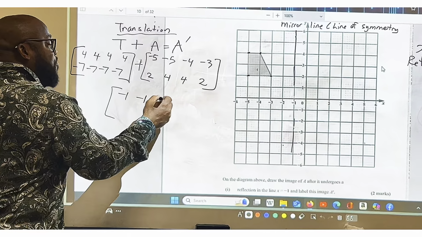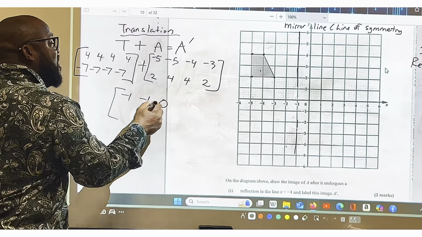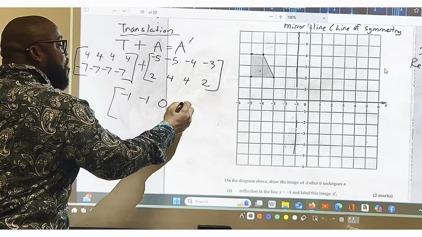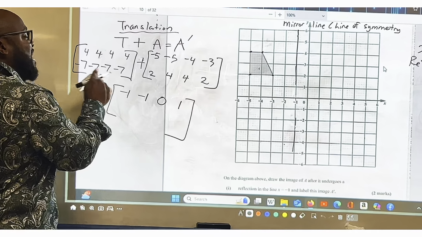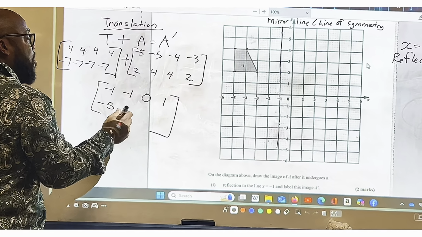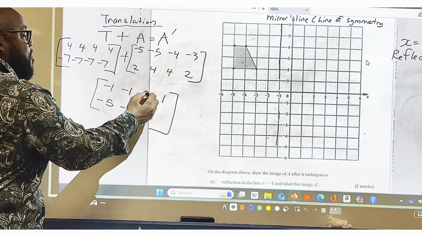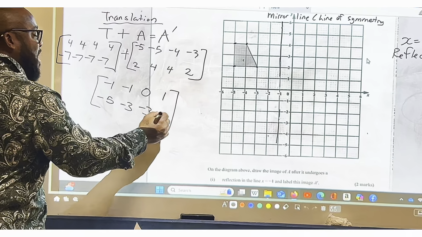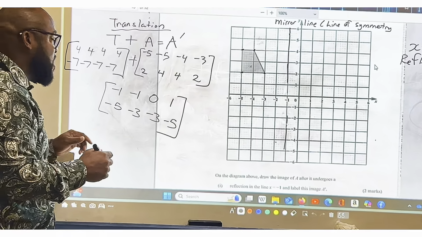4, take away 4. 0. And 4, take away 3. 1. Below, minus 7 plus 2, minus 5. Minus 7 plus 4, minus 3. Minus 3. Minus 5. Let's look at these coordinates now.